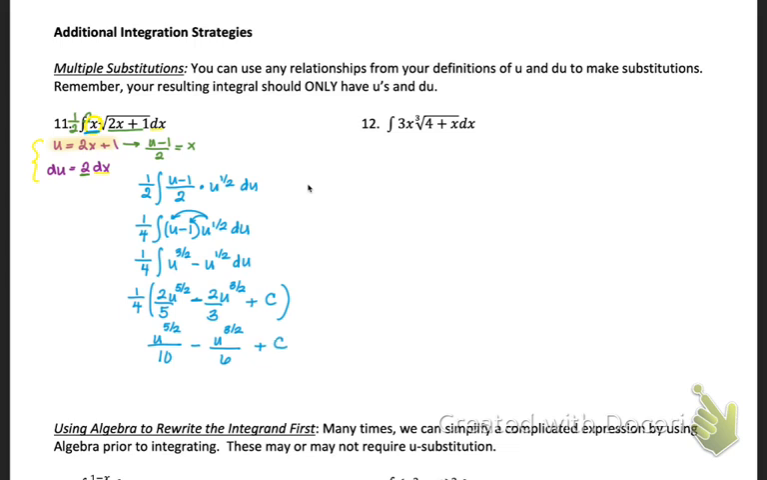And now we can plug back in what we had for U, which is 2x plus 1. So this is 2x plus 1 to the 5/2 over 10, or times 1/10, it's preference. Minus 2x plus 1 to the 3/2 over 6, and then plus C. And that would be your final answer.